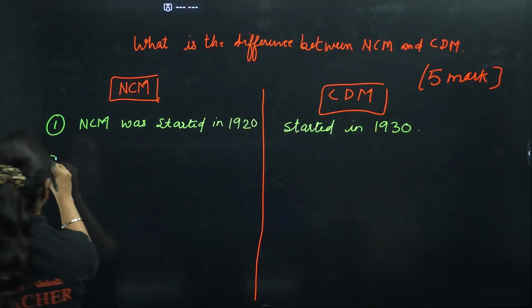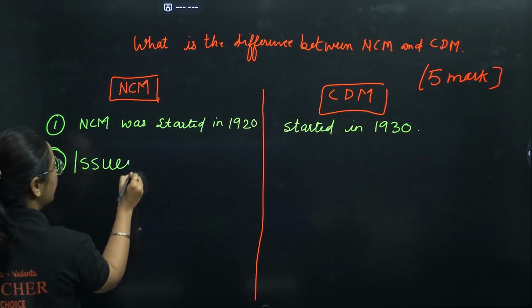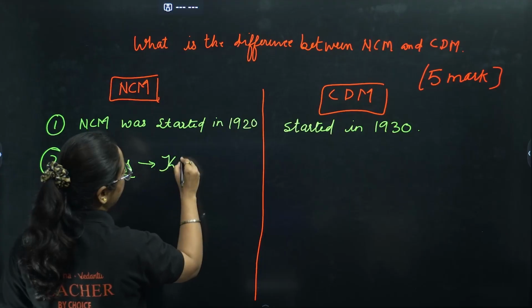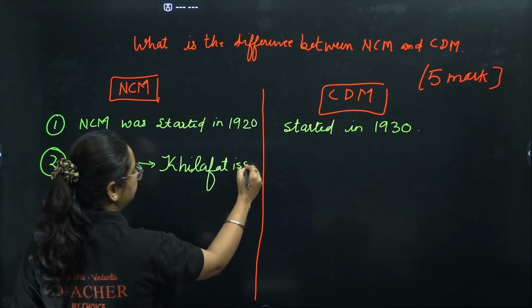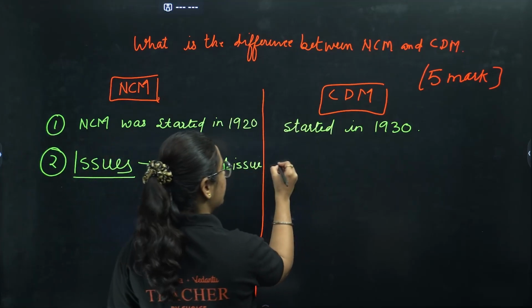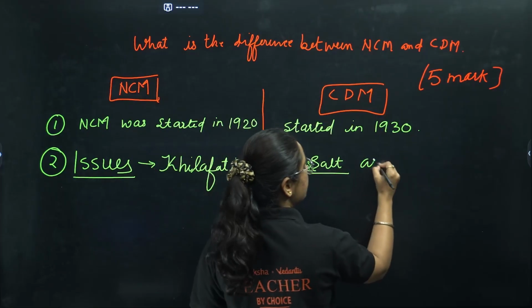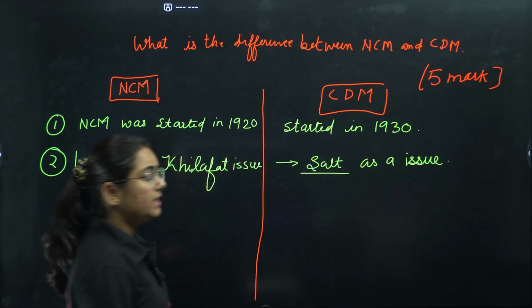The first difference is that the non-cooperation movement was started by seeing the issue of what? The basic issue was the Khilafat issue. However, when we talk about CDM, they took salt as an issue. They made salt an issue. These are the two major differences between NCM and CDM.